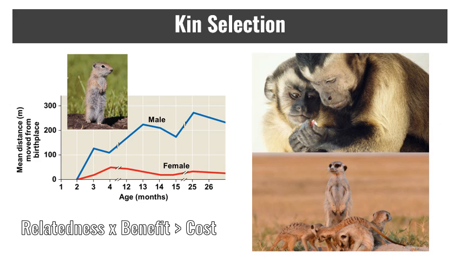The other type of altruism, reciprocal altruism, basically it's based upon likelihood of return. So if you think another organism is likely to return that altruistic behavior at a later point, then you are more likely to engage in that behavior.